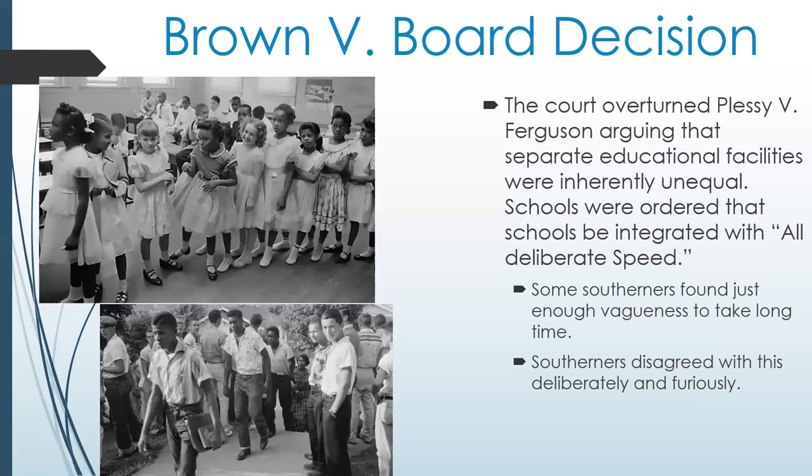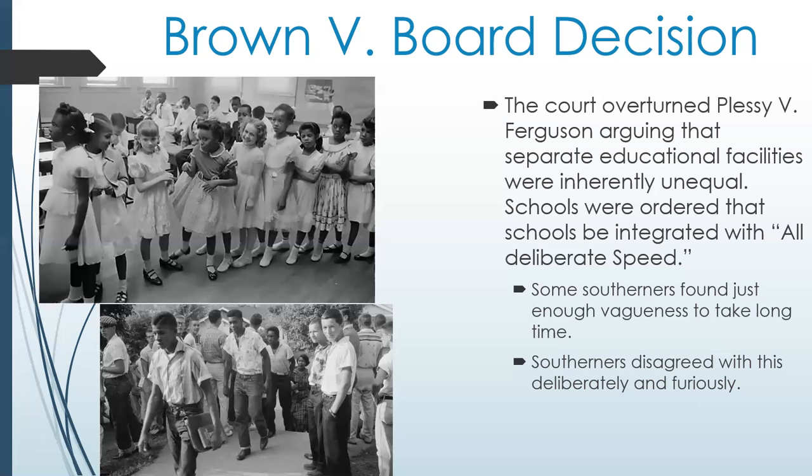However, it is just vague enough that some Southerners are going to take a long time, right? Because they say, well, you told me to do it deliberately, so I've got to think about it and be deliberate and do it carefully. Southerners disagreed with this deliberately and furiously.